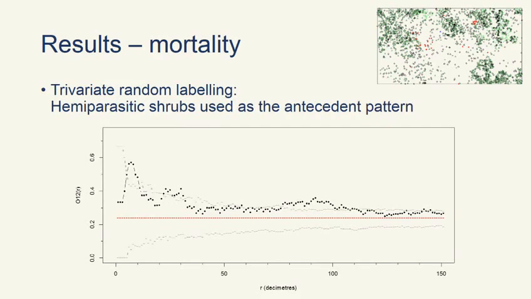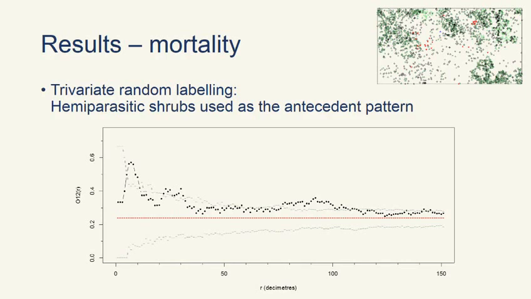And then I went on to look at mortality in relation to the root hemiparasites using a method called tree variate random labeling. And again, we have the simulation envelopes on the randomness, and at specific distances there seemed to be a higher mortality than would be expected under randomness in relation to the root hemiparasites.